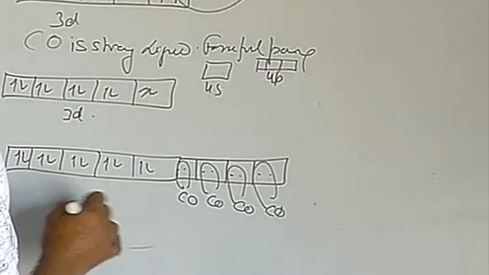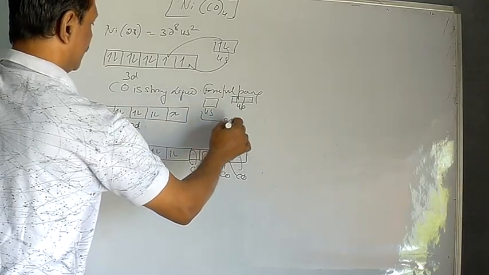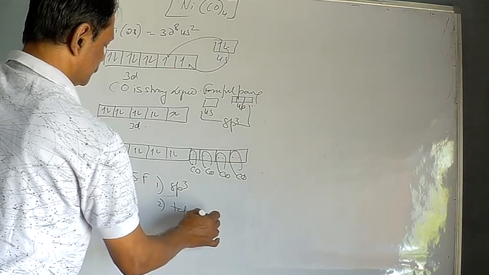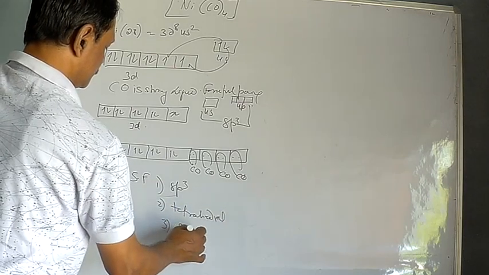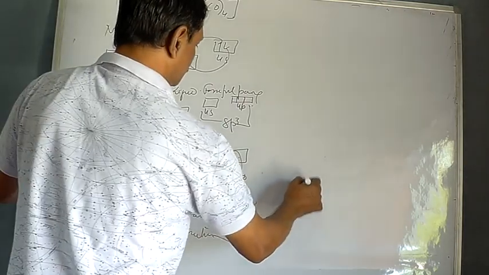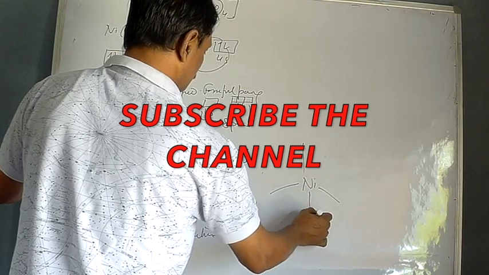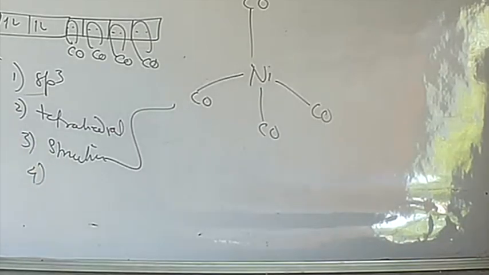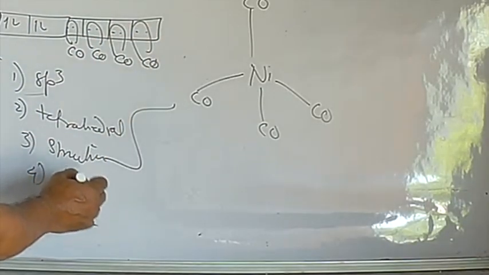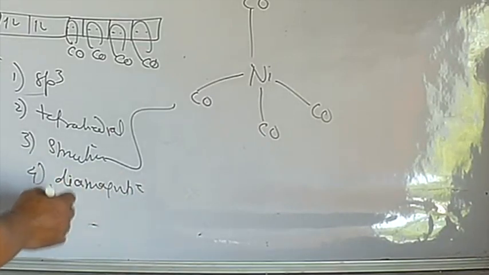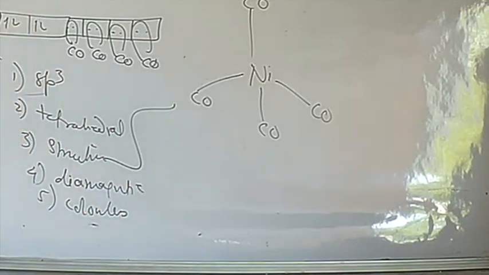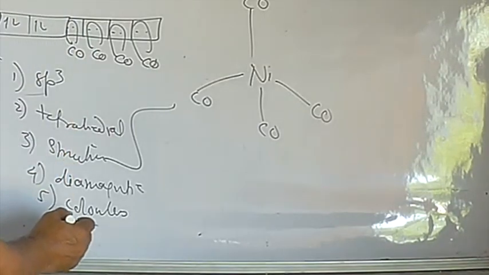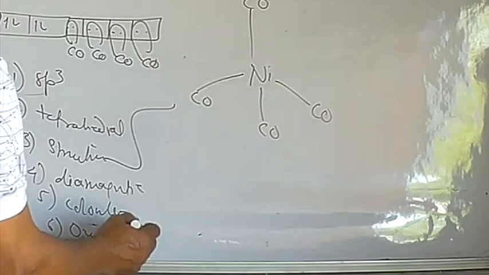So class, salient features. Hybridization, what we saw? Hybridization, we saw sp3. Shape will be tetrahedral. Structure is very simple to draw: Ni, 1, 2, 3, 4, CO, and CO. All electrons are paired, so diamagnetic. And if diamagnetic, colorless. Class, 3d orbitals are not taking part. It is moving to the next higher energy level. Therefore, it will also be called an outer orbital complex.